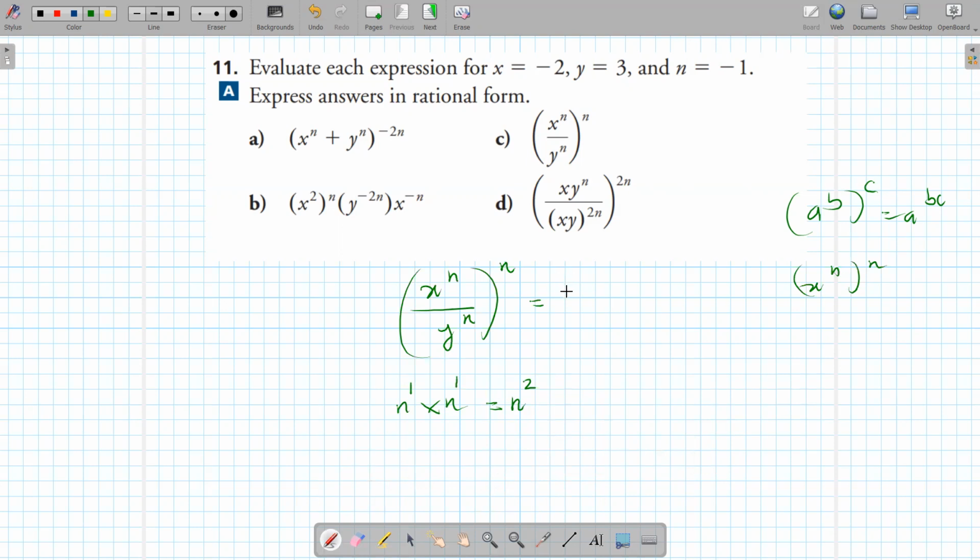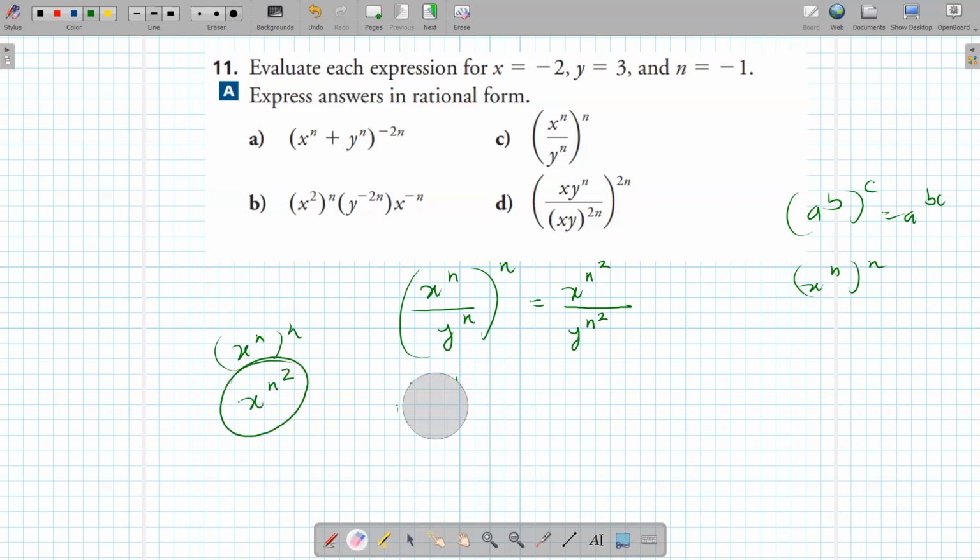So you would get x to the n squared. And then you do the same thing in the denominator. You'll get y to the n squared. Let me know if that made sense. It does. Because we're just doing x to the n, and that's x to the n times n, and n times n is n squared. And now we can't really simplify this because we have different bases. By bases, I mean we have an x here, we have a y here.